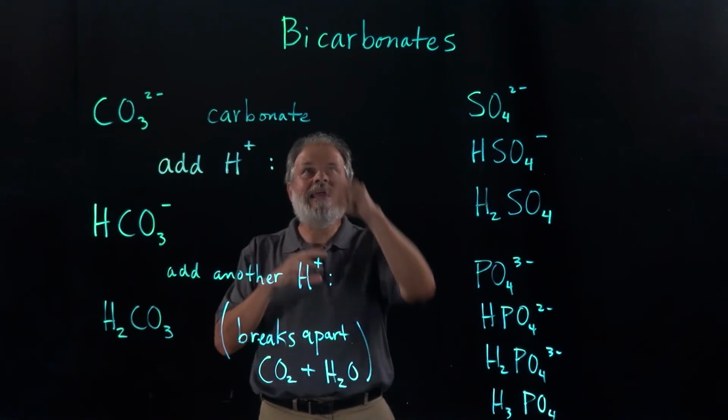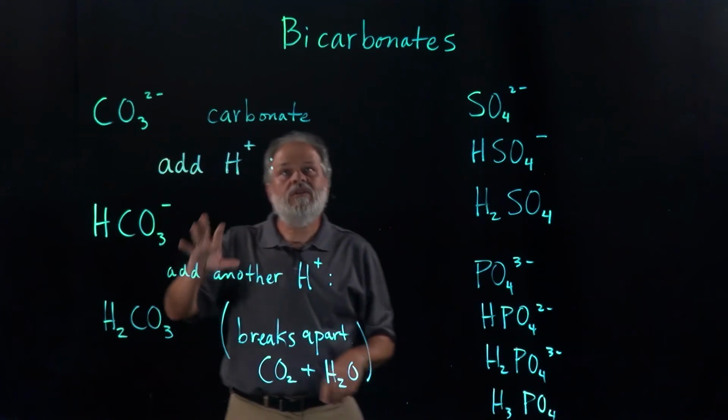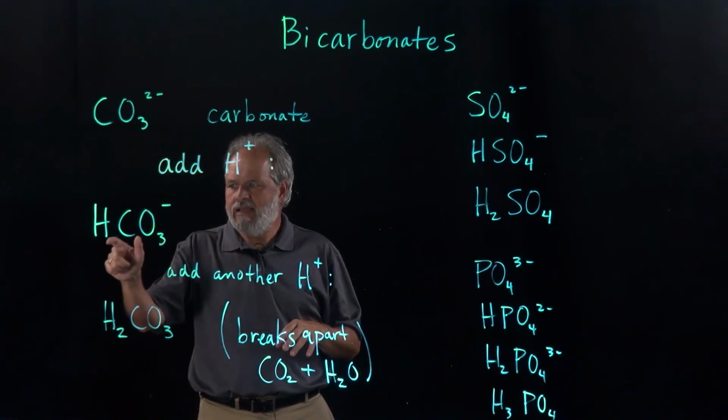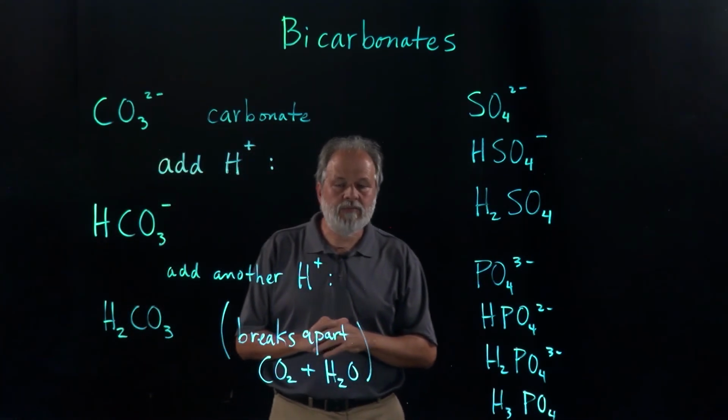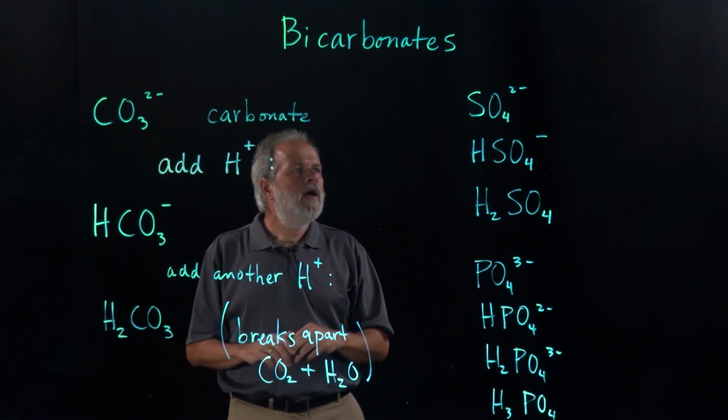If you see bi in front of a word, it means one of these polyatomic anions that actually at least has one acidic proton on it, probably just one. All right, that's it.